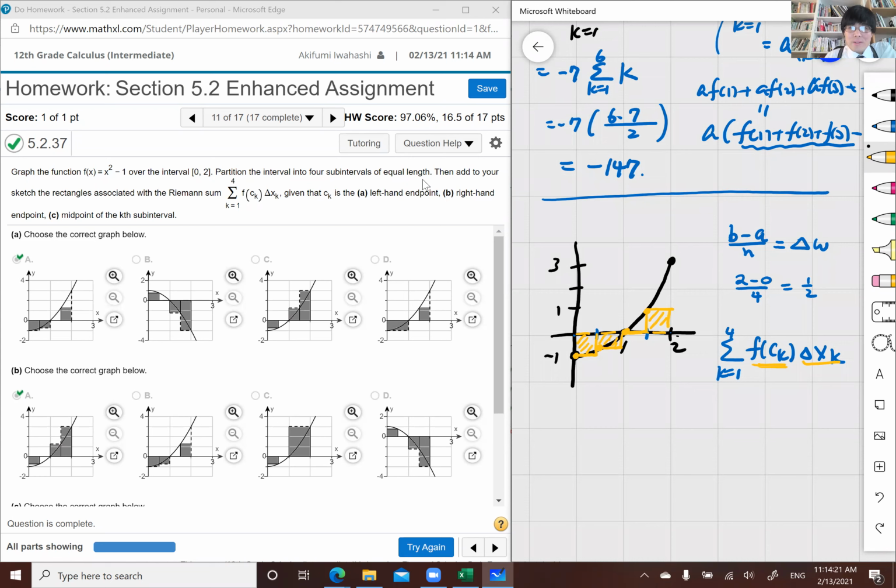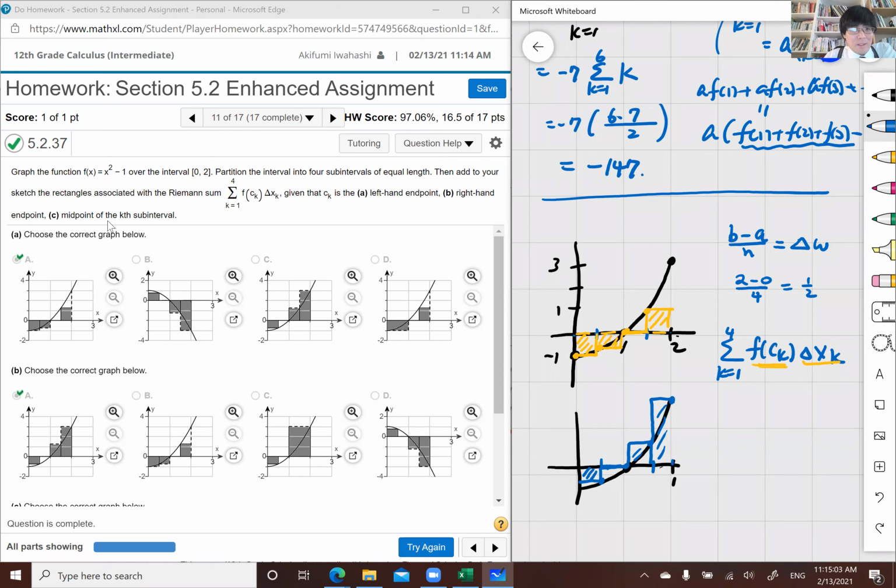Now, we do the same thing for the right-hand case. It's 0 here. If we do the right hand, we're going to use the right end to get the first rectangle. The second rectangle has a 0 height, the third rectangle is this, and the fourth rectangle is using the right end. You're going to get this: negative, nothing, positive, big positive. Choice B is negative, 0, positive, positive. So A is the correct one.